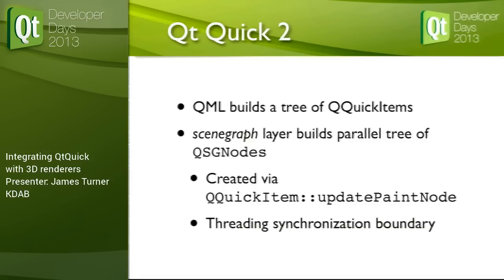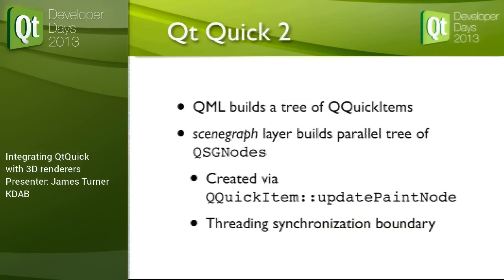So there's a phase, update paint node, where the QtQuick item, whether it be a rectangle or a border image or an editable text or a list view, can create one or probably several, if it's a list view, lots of SG nodes which somehow display itself on the screen. And there's a threading synchronization boundary here, which we will talk about in a little more detail.